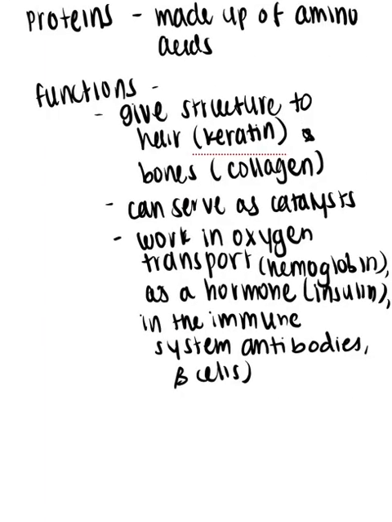So proteins. Proteins are made up of amino acids. And some of their functions are to give structure to the hair, for example, keratin. And they can also give structure to the bones or to the skin through collagen. They can also serve as catalysts. They can work in oxygen transport, such as hemoglobin. They can operate as a hormone, such as insulin. They can also work in the immune system. Just think about antibodies and B cells. It's quite interesting how many functions they can do.